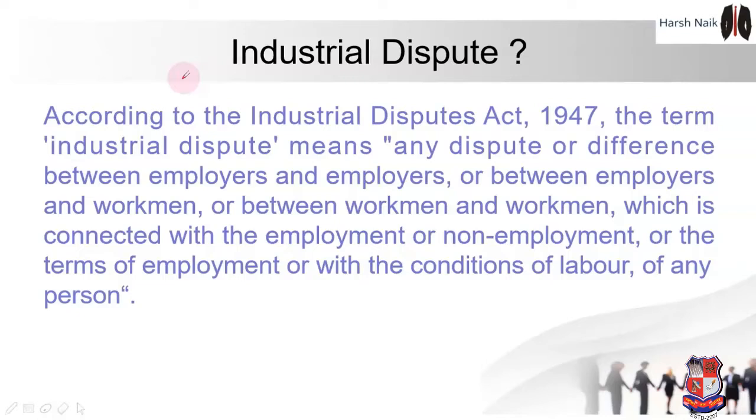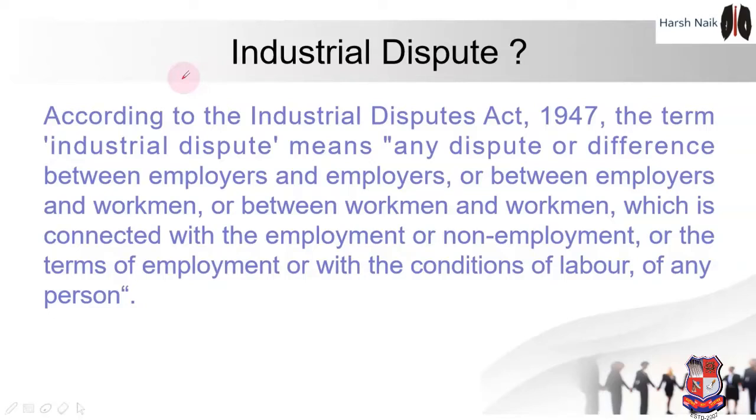Likewise, if you talk about industrial dispute, in industry also, when the workers are working and employers are giving wages to those workers, there may be some kind of disagreement on some points from the worker side as well as from the employer side. That is called an industrial dispute, right? Basically, this term means any dispute or difference between employers and employees, between employers and workmen, or between workmen and workmen. It may be between employee and employee also, right? So that is called an industrial dispute.